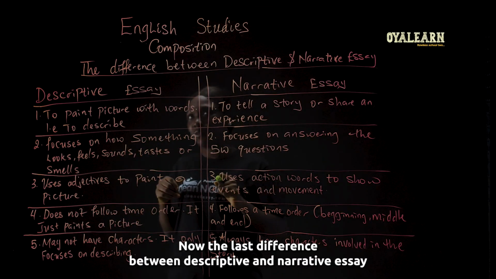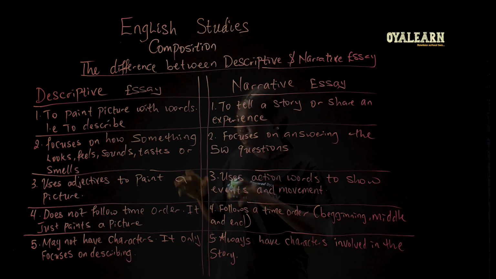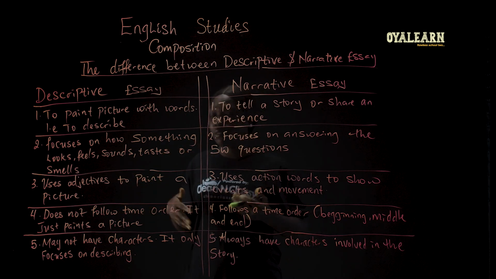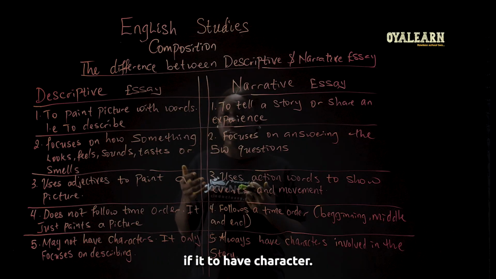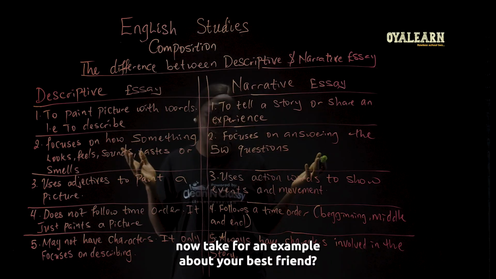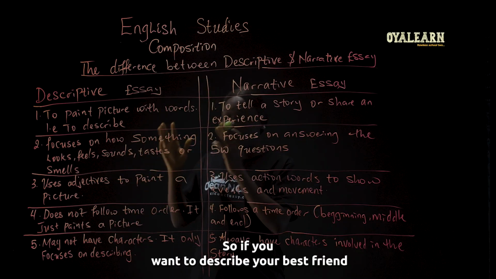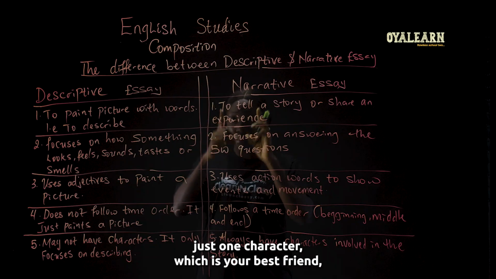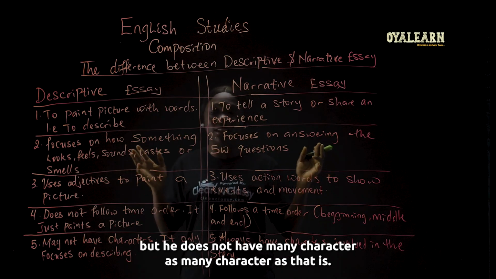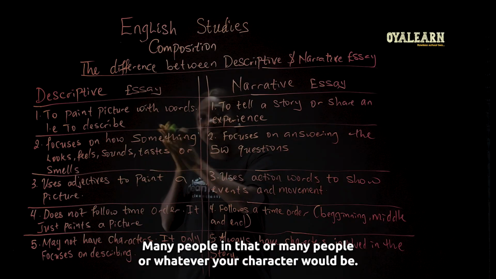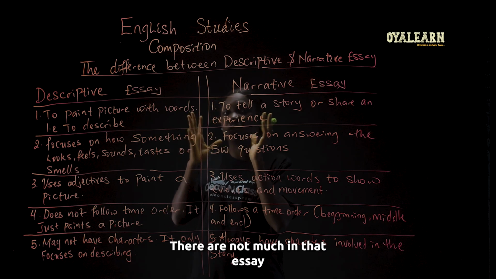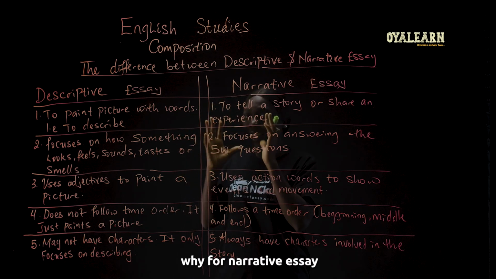Now, the last difference between descriptive and narrative essay. Descriptive essay may not have characters. Most times it may not have characters. If it is to have a character, it might be just one character. So take for instance, you want to talk about your best friend. You want to describe your best friend, just one character, which is your best friend. But it does not have many characters, many people. They are not much in that essay.